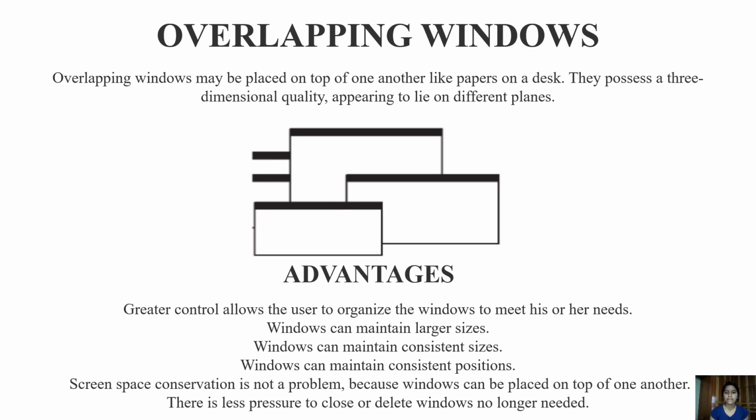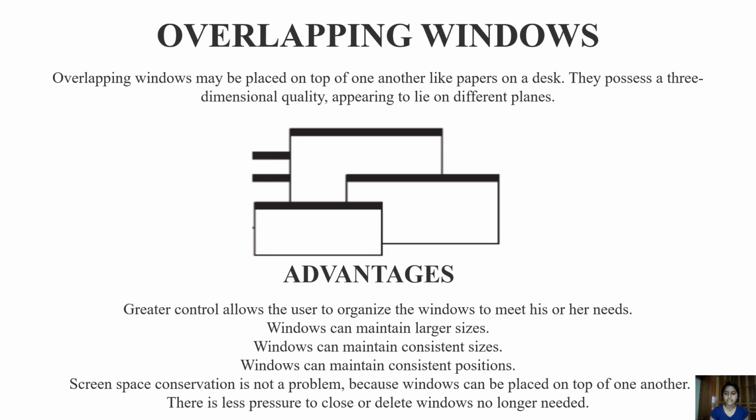Overlapping windows. The overlapping windows may be placed on top of one another like papers on a desk. They possess a three-dimensional quality, appearing to lie on different planes. Advantages: the greater control allows the user to organize the windows to meet his or her needs. Windows can maintain larger sizes.